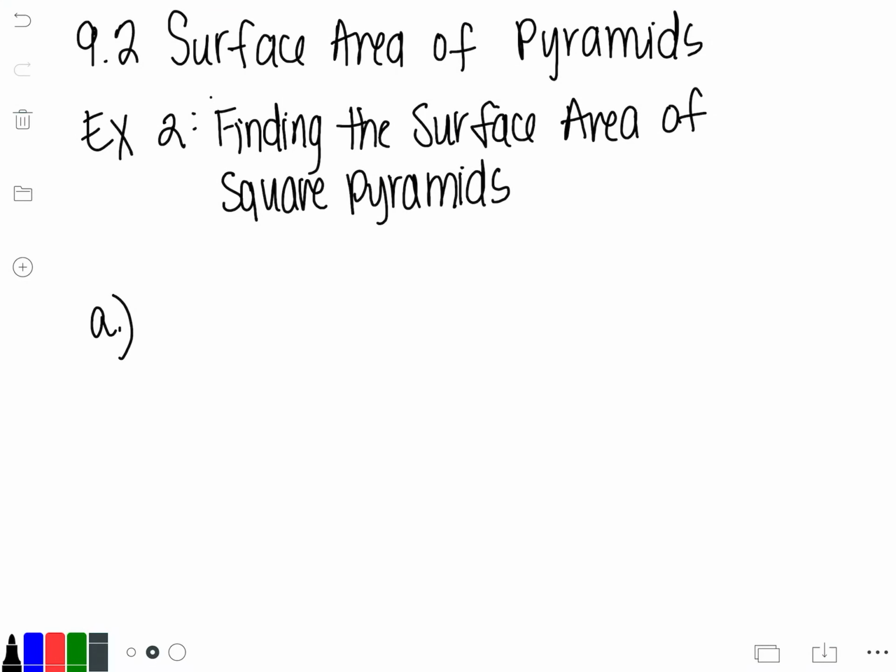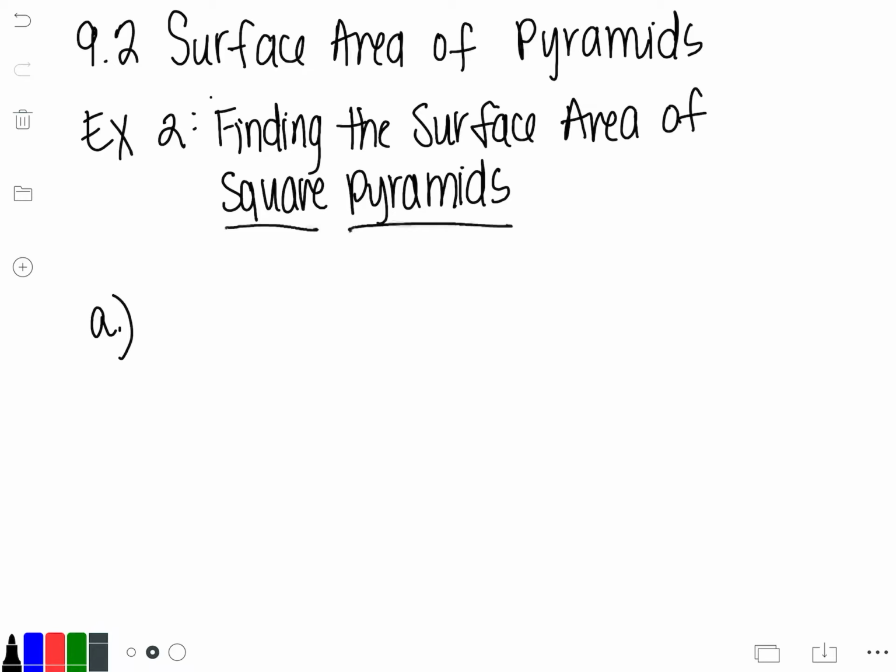This lesson continues 9.2 surface area of pyramids, and instead of using a net today, you are actually just going to use the full 3D shape. And so this is finding surface area of square pyramids. So today is square pyramids, tomorrow will be triangular pyramids, and then we'll go from there.